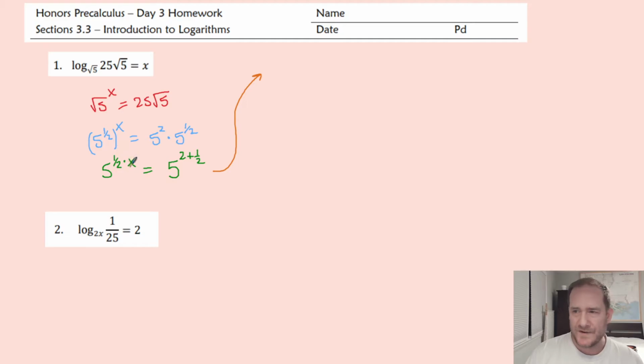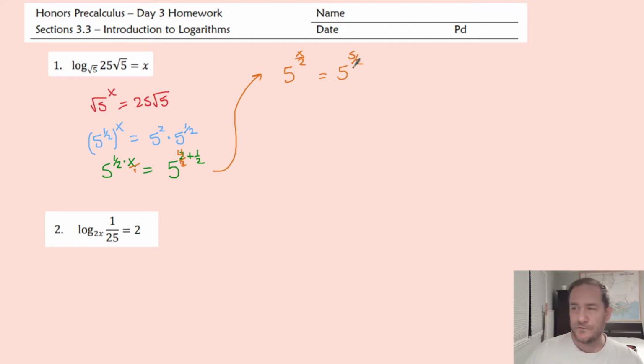Well, 1/2 times x, if you put the x over 1, then you multiply the numerators, multiply the denominators, you're getting x over 2. So this is 5 to the x over 2. Now here we're adding, so your best bet is to get that common denominator. So your 2 we can express as 4 over 2, and then 4 halves plus 1/2 is going to be 5 halves. So this is 5 to the 5 halves.